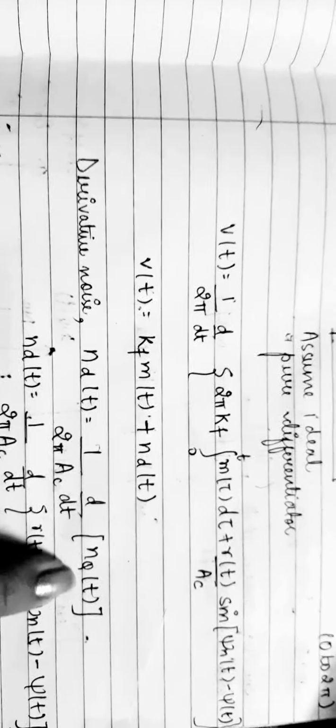Now coming on to the derivative noise, we can see that n_d(t) is equal to 1 upon 2 pi Ac d by dt of n_q(t). We know that n_q(t) is equal to r(t) sin(phi_n(t) minus phi(t)). So in place of n_q(t), we can put r(t) sin(phi_n(t) minus phi(t)). So from here we get the output v(t), that is kf m(t) plus n_d(t), where n_d(t) is your additive noise.